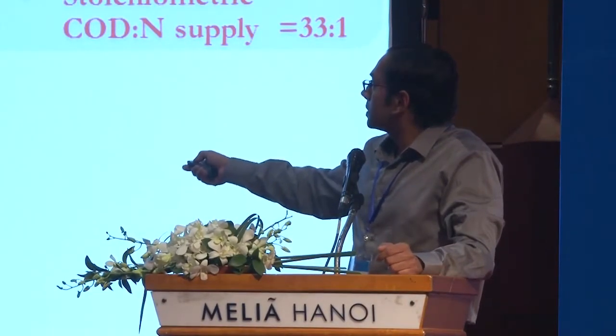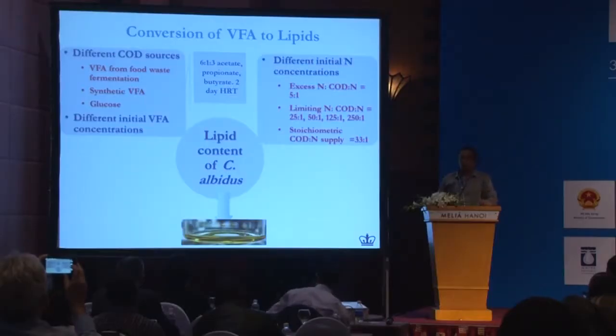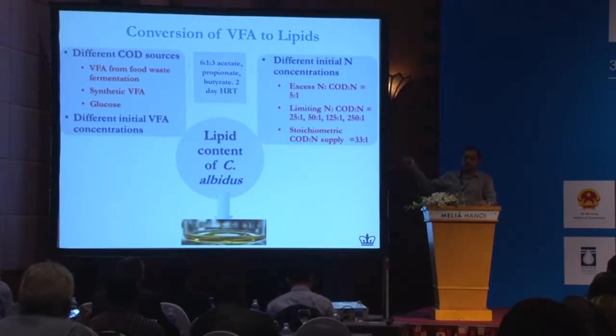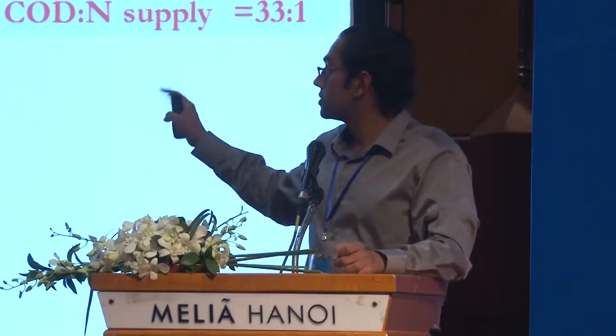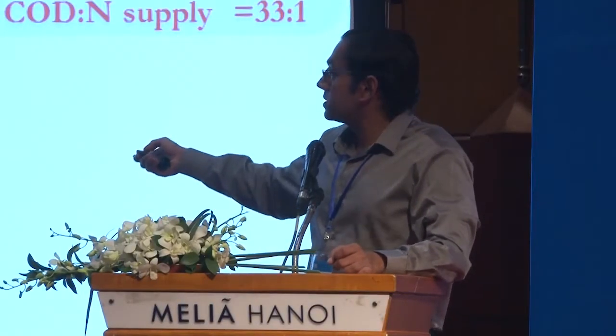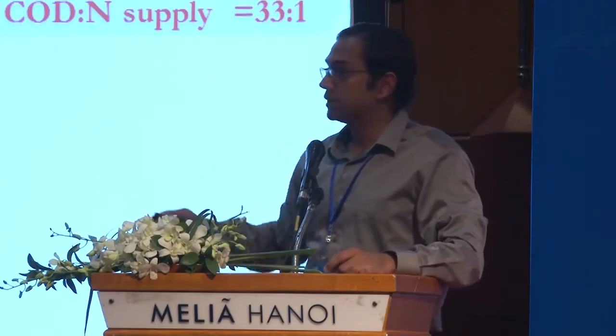So we tested volatile fatty acids produced anaerobically from food waste by fermentation of food waste. Now, talking in terms of scale, this is done in the lab. We also tried this in Kumasi. I'm not presenting those results. I'm presenting these lab results to start with. Then we also tested synthetic VFAs, which we can purchase, and then as a reference compound, we tested glucose. We test a variety of feedstocks.